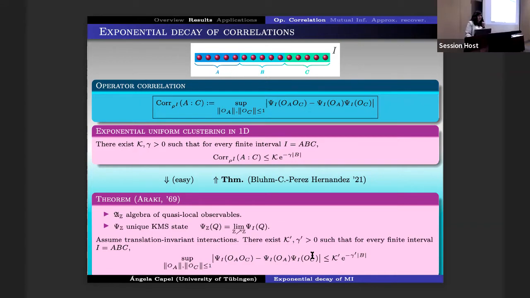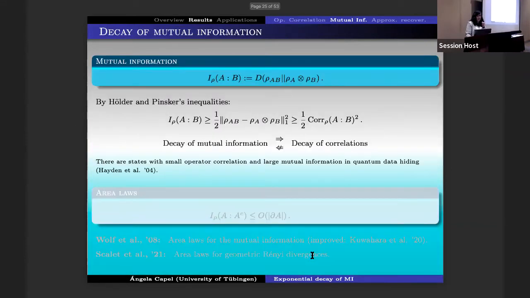The second one concerns the mutual information, as I said before. And for that, as I said, you can relate the mutual information between two systems A and B.